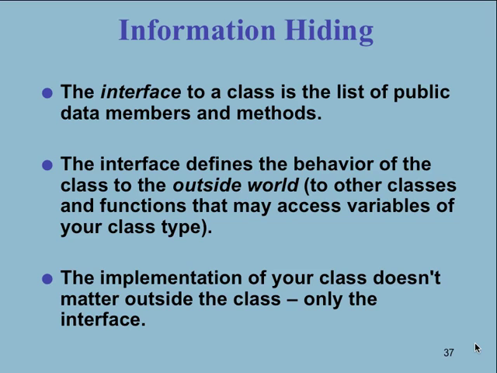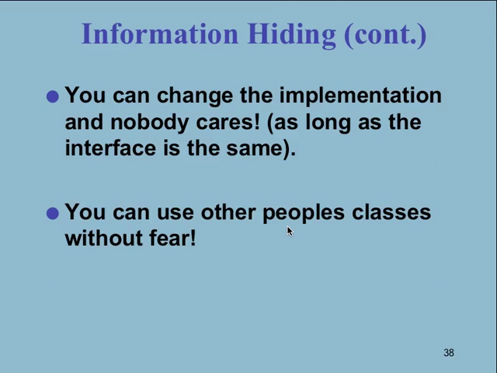But in terms of information hiding, the interface to the class is the list of the public data members and the member functions. So everything that's public is what's considered the public interface by definition. And it's what we're going to make visible to the outside world. And the implementation of the class doesn't matter outside of the class, only the interface does.